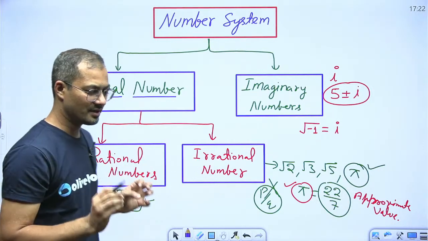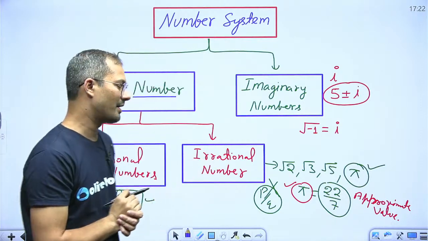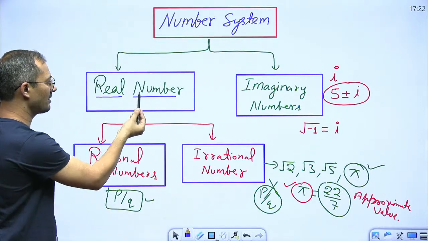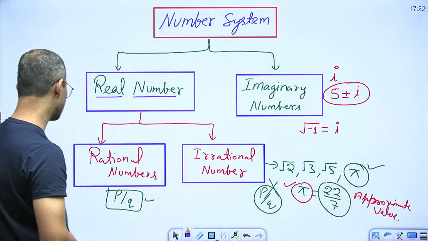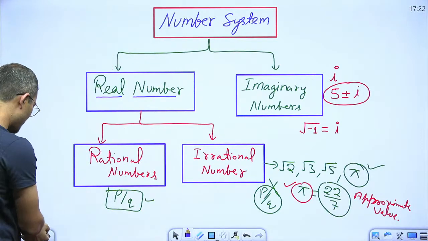Okay, so I think this point was left. What is a real number? The number which can be represented on the number line. I think now this is clear, right?